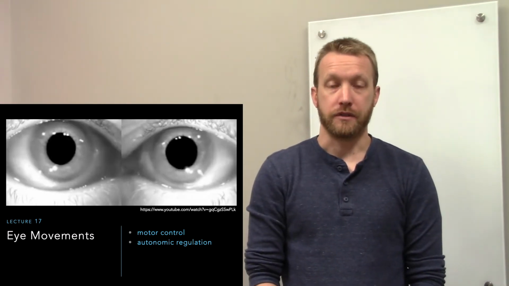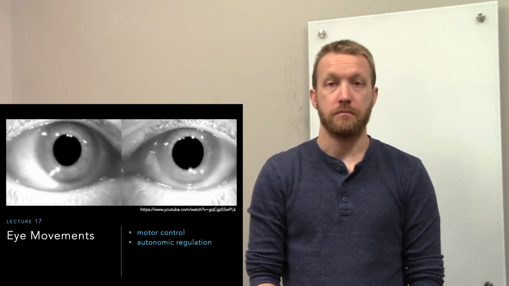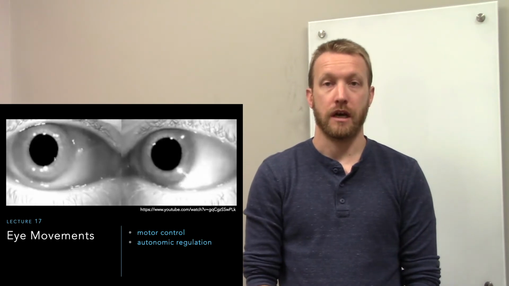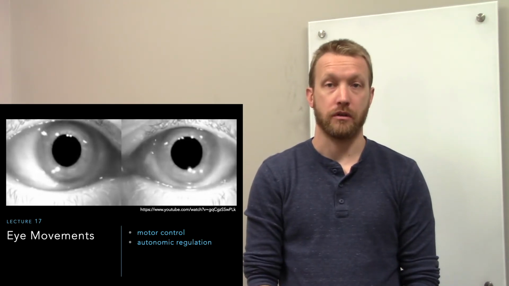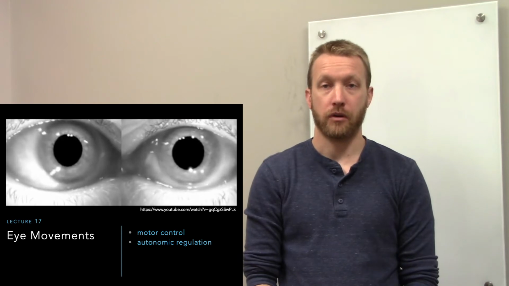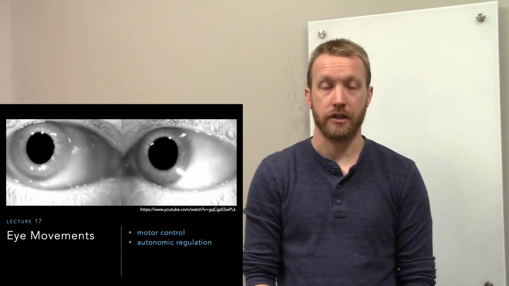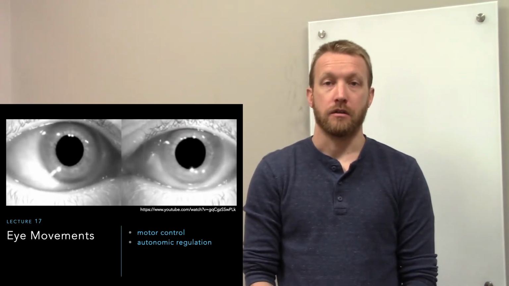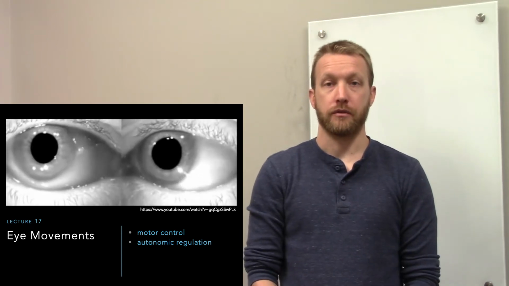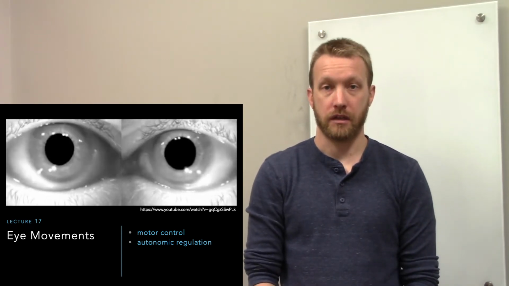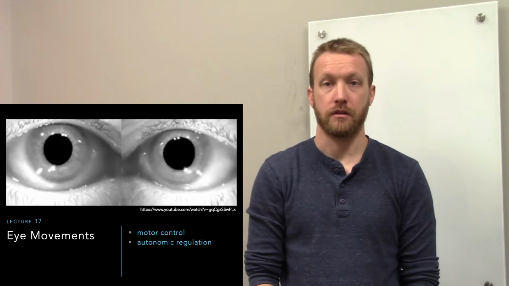In the first part of this talk, we'll go through all of the motor control of the eyes, and this is the bulk of the talk. The second part, we will review the autonomic innervation of the eyes through the third cranial nerve, as well as sympathetic input from the thoracic spine.